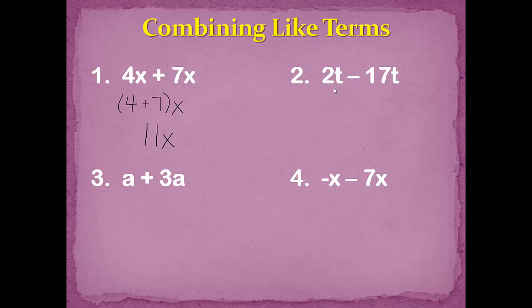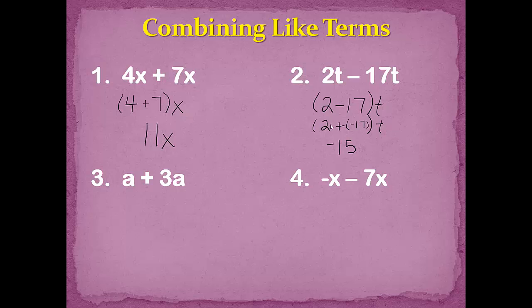For number 2, we have 2t minus 17t. These are like terms because they have the same variable, t. So we can go ahead and subtract our coefficients. So we'll subtract 2 minus 17, and that answer would then be multiplied by t. 2 minus 17 would be 2 plus negative 17, and that answer then would be times t. 2 plus negative 17 is negative 15.